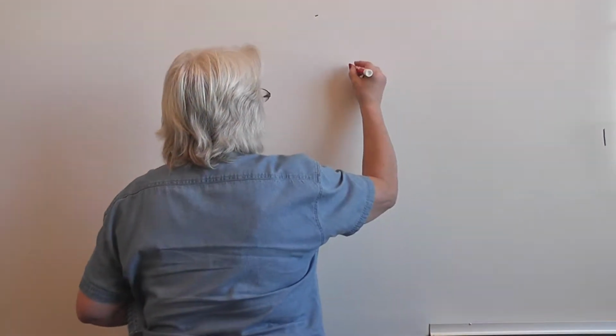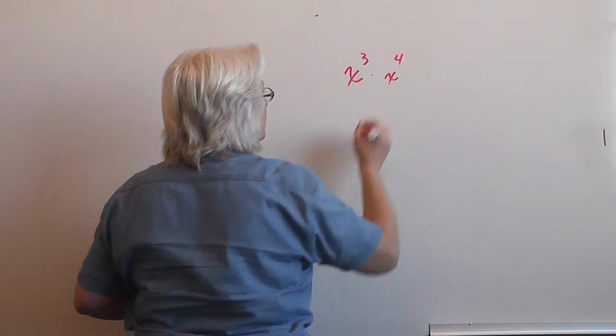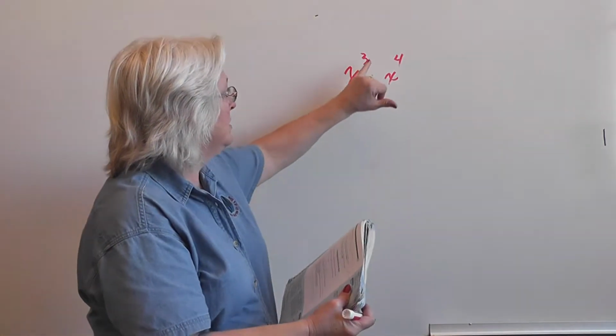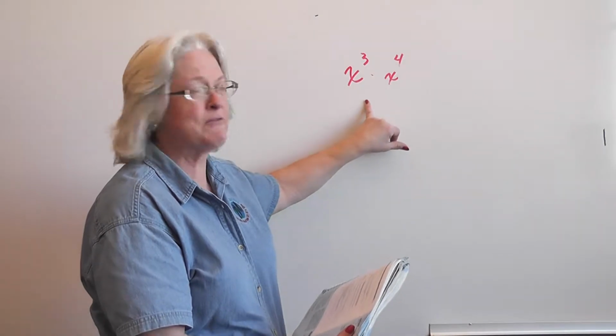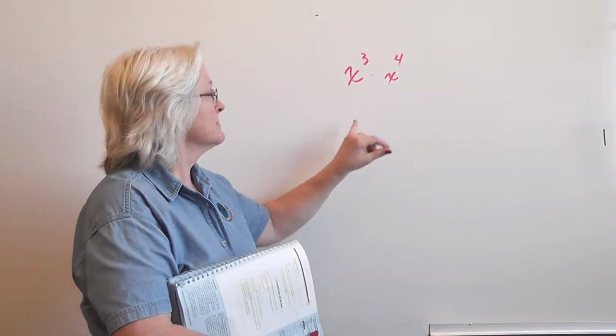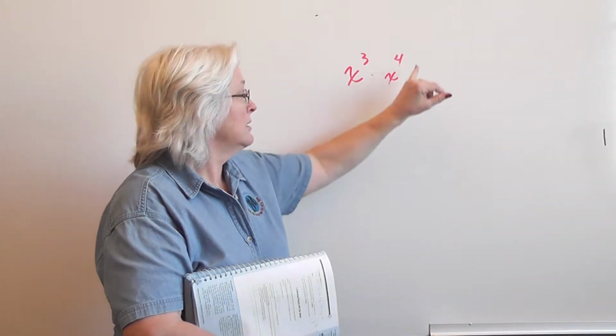So let's go ahead and dive right into section 7.6, where we are dividing powers with like bases. You've learned earlier in this class that if you have powers that you want to multiply, x cubed times x to the fourth, a power is an expression where we use an exponent to indicate that the base is being used as a factor a certain number of times. So this x cubed says let's use x as a factor three times. X to the fourth power says let's use x as a factor four times.